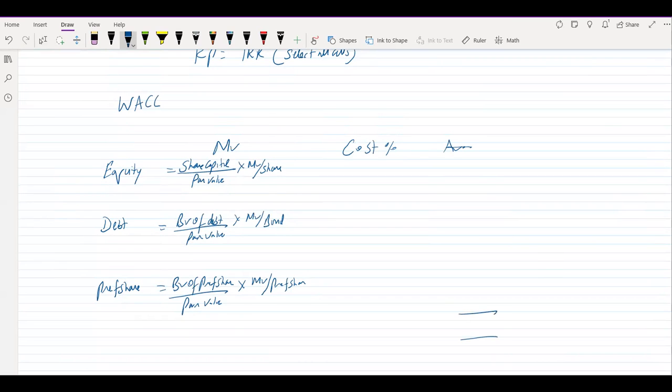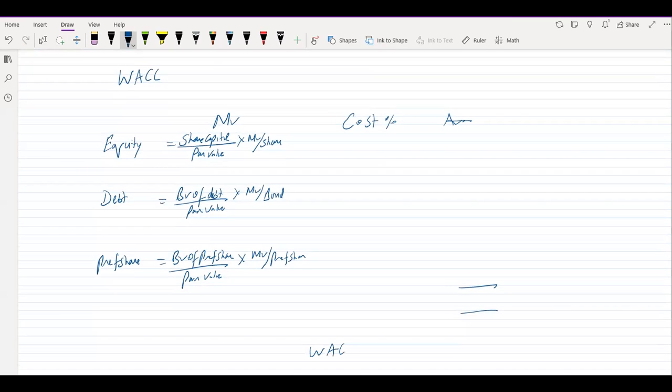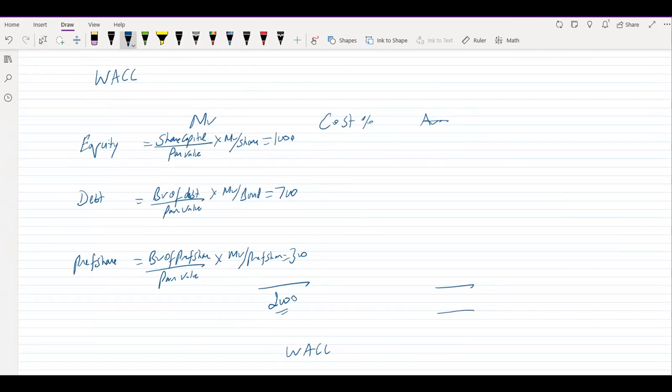Multiply, calculate the average value and calculate back. For example, market value is 1000, market value is 700, market value is 300, total is 2000. And cost of equity is, for example, 10%. Cost of debt is, let's say, 5% after tax. Cost of preference share is, let's say, 7%. So multiply these two columns.